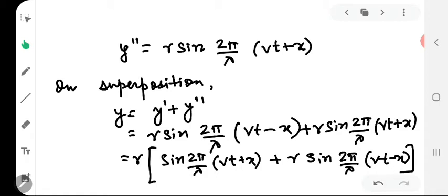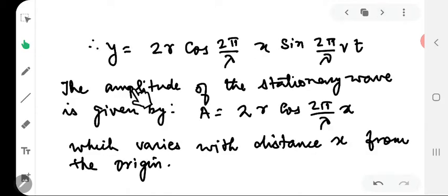We shall be using the trigonometric identity of sin C plus sin D. That gives us twice sin (C+D)/2 cos (C−D)/2. So accordingly, the displacement of the resulting wave shall be given by 2r cos (2π/λ) x sin (2π/λ) vt. The amplitude of the stationary wave is given by A, which is 2r cos (2π/λ) x. Now obviously this shall vary with distance x from the origin.